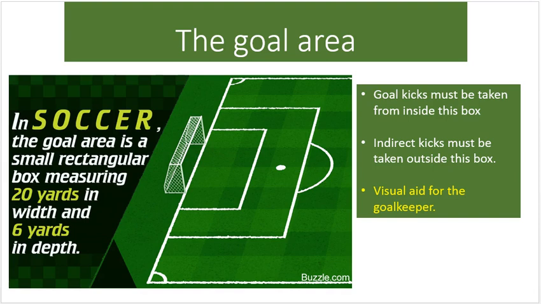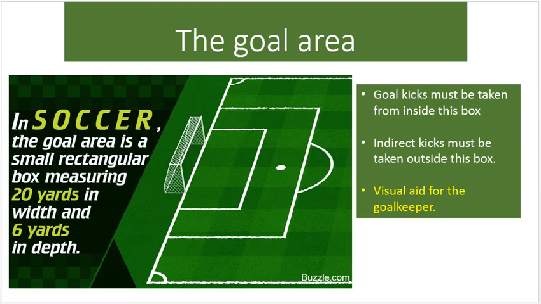So the goal area, which is more commonly called the 6-yard box, has two purposes according to the rules. First, when the attacking team kicks the ball over the defending team's end line, the defending team is awarded a goal kick. Goal kicks have to be taken from inside the 6-yard box. Second, if the defending team commits a minor infraction during the course of play and the attacking team is awarded an indirect free kick, all indirect free kicks must be taken from outside of that 6-yard box. In other words, you can't put the ball 3 yards from the goal and kick it in.